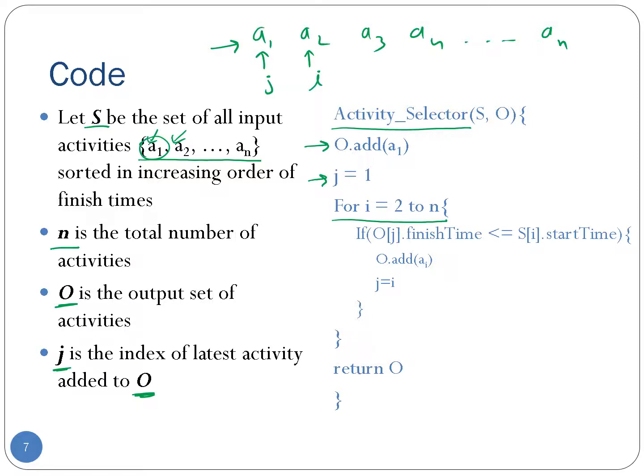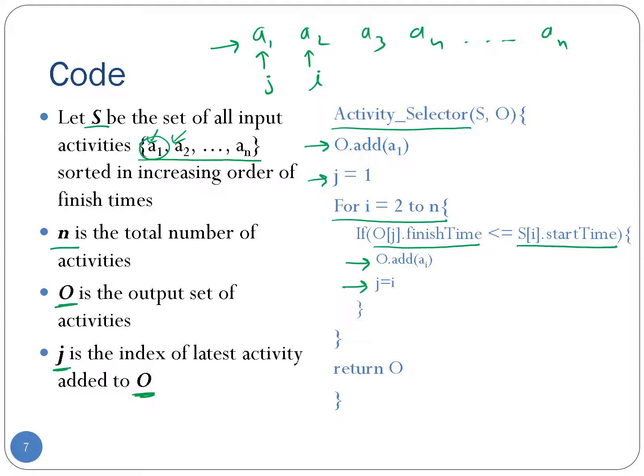In each iteration of the for loop, we simply check whether the finish time of the jth activity is less than or equal to the start time of the ith activity. If so, it means that the jth activity and the ith activity are compatible, there is no overlap, and therefore we can simply add the ith activity to output subset O and we can update J to I. However, if that is not the case, it means the two activities are not compatible and we simply move on to the next activity in the set S.